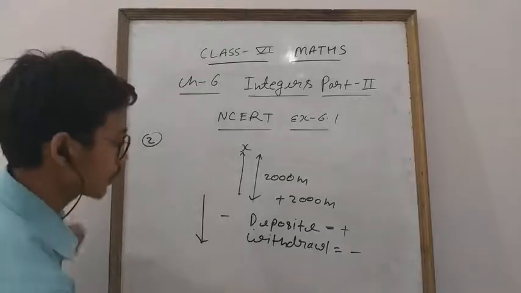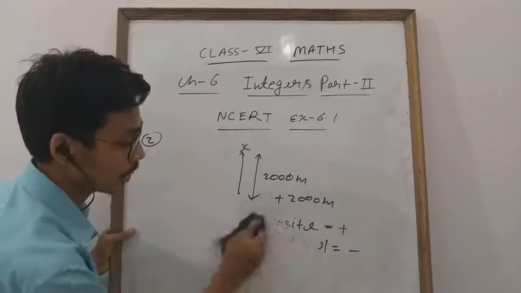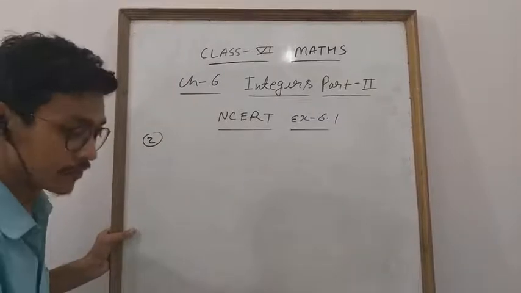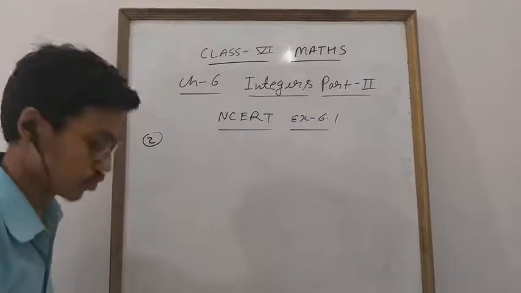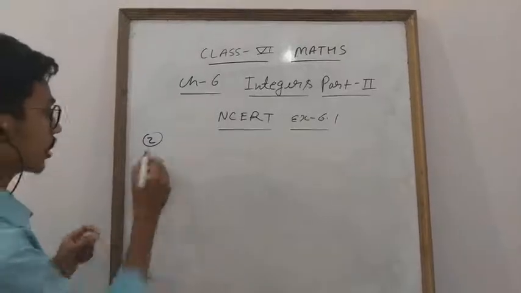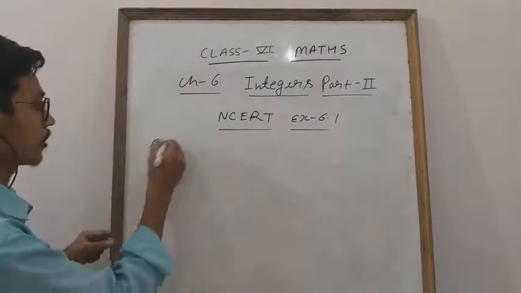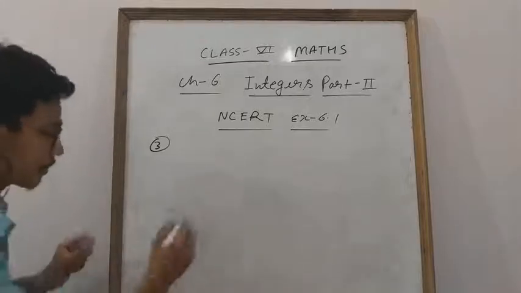Question number three is given, student. I am giving the explanation according to the concept. Student, please focus on the concept. You will do all the questions. Third question: represent on the number line. The first is given, plus 5.